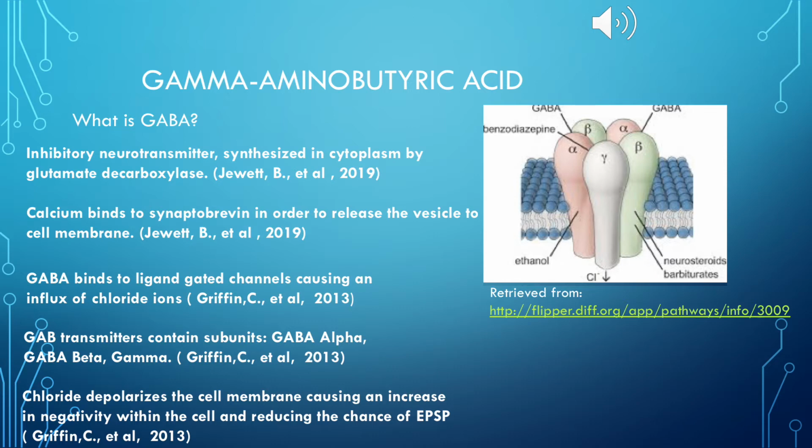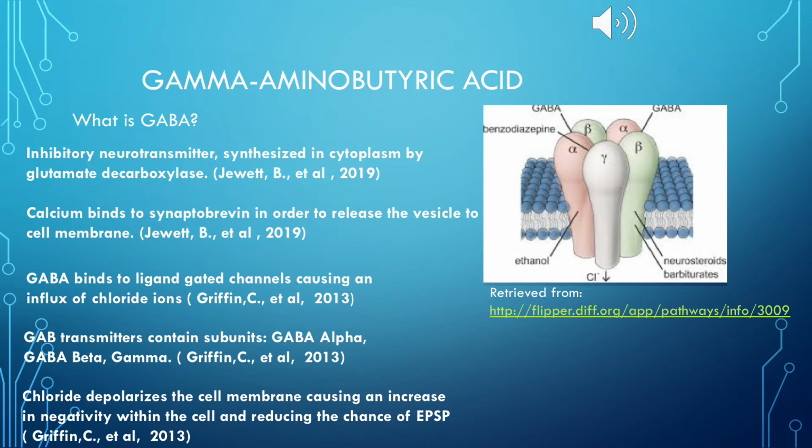GABA transmission contains a few receptor types: GABA alpha and beta, or GABA A and GABA B, and gamma. Chloride binds to GABA A. As the chloride ions come into the ligand-gated channels, the cell hyperpolarizes due to the negative charge of chloride affecting RMP, and thus causes inhibition of excitatory action potentials. In GABA B receptors, postsynaptic potassium is present and reduces the calcium conductance, which is also a way to prevent action potentials in the CNS.